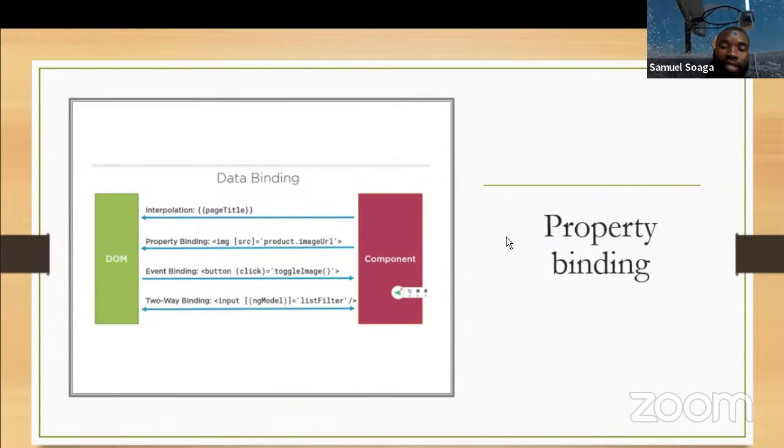What that means is that we use this angle bracket under the source property, then we define it. We set it to a variable that is going to be defined in the component. So in the component, this product.image.url is going to have the address that sets where the image is, and that way the image is defined.